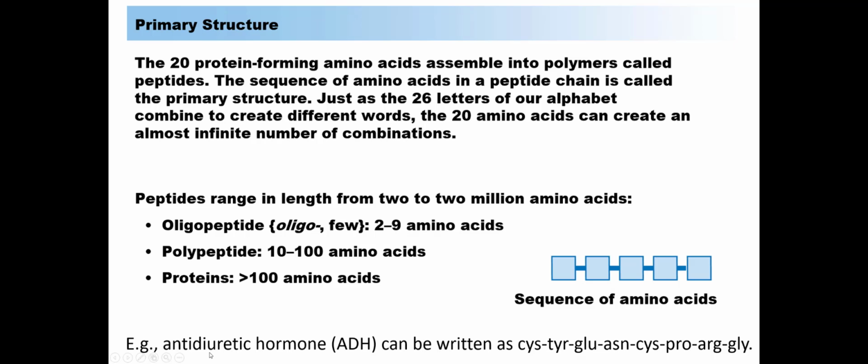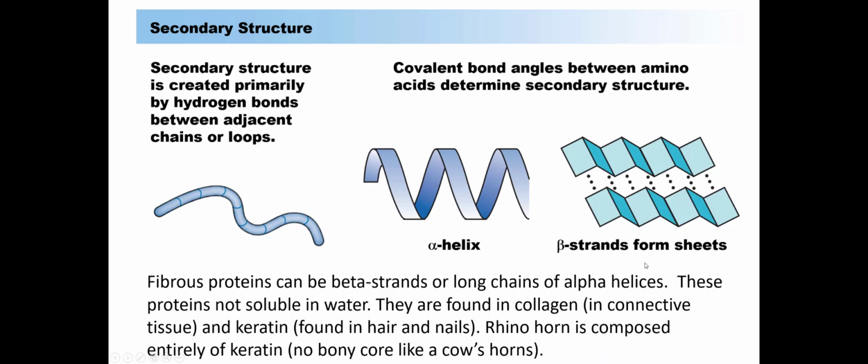An example of a peptide would be antidiuretic hormone, or ADH, which is written as this sequence of 8 amino acids. Okay, so the primary structure was the identity of these different amino acids in a chain. The secondary structure is created primarily by hydrogen bonds between adjacent chains or loops. So you have hydrogen bonding that goes on that may lead to certain structure.